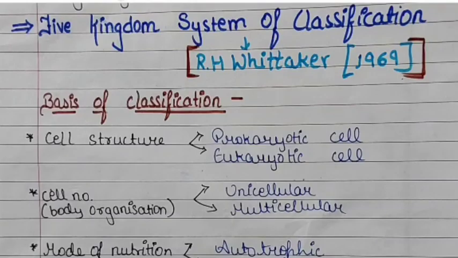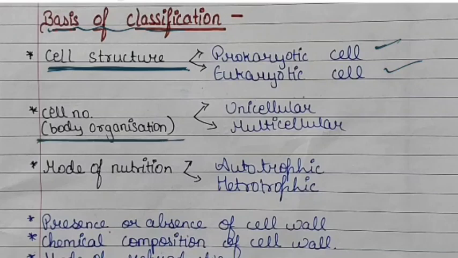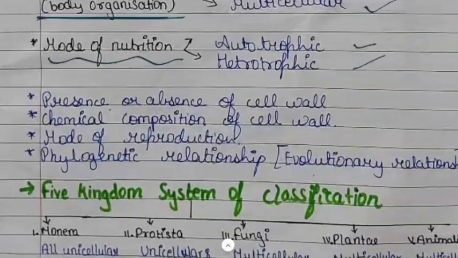Now the most important classification, that is the five kingdom system of classification, which was given by R.H. Whittaker in 1969, right? The basis of this classification was, first, the cell structure, meaning whether a prokaryotic cell or eukaryotic cell is present in that particular organism. Then the second one is the body organization, meaning the organism is unicellular or multicellular. Then the mode of nutrition, meaning autotrophic or heterotrophic.